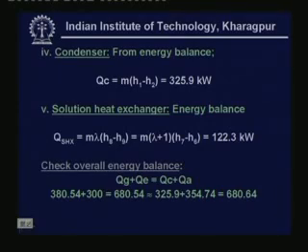Okay. So, you can easily check: QG plus QE is equal to 380.54 plus 300, which works out to be 680.54. And what is QC plus QA? QC plus QA is 325.9 plus 354.74, which works out to be 680.64. So, you can see that on one side you have 680.54 and on the other side you have 680.64. The small, negligible difference could be due to rounding errors or a slight mismatch in the property values. Okay. So, this is one very important thing whenever you do the problems.